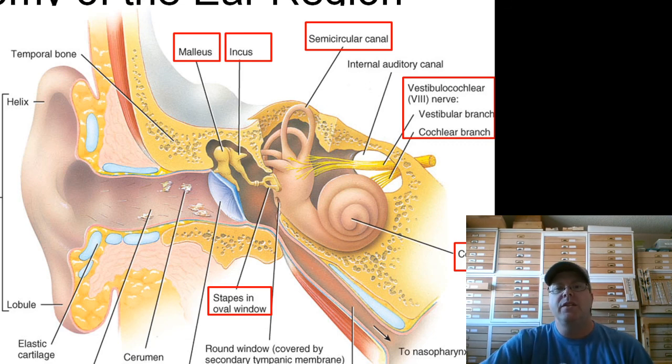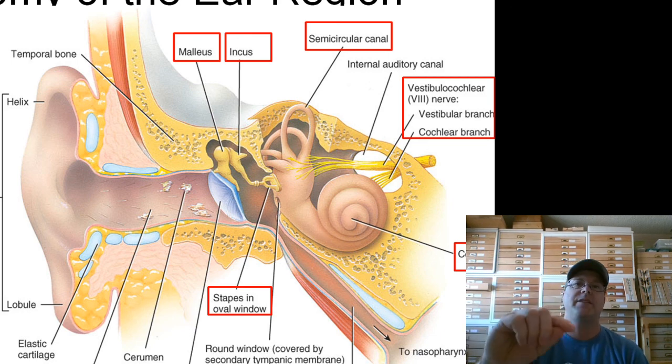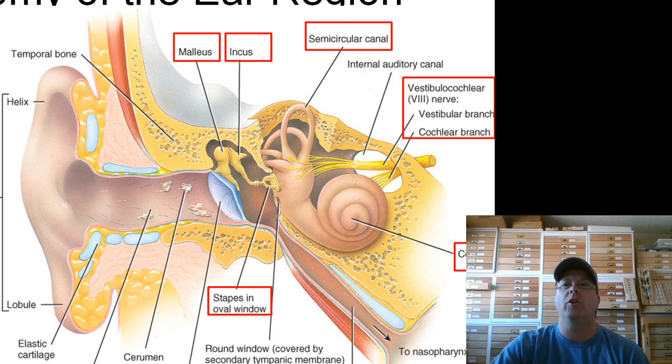Okay, so I believe I covered everything on the list for the ear, and make sure you look over this with Dr. West's material, and you'll be ready to go on the test for the ear.